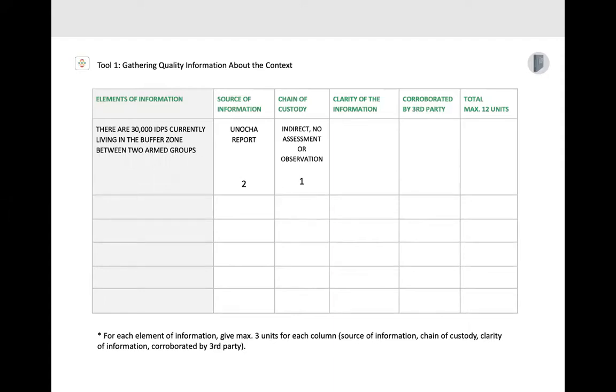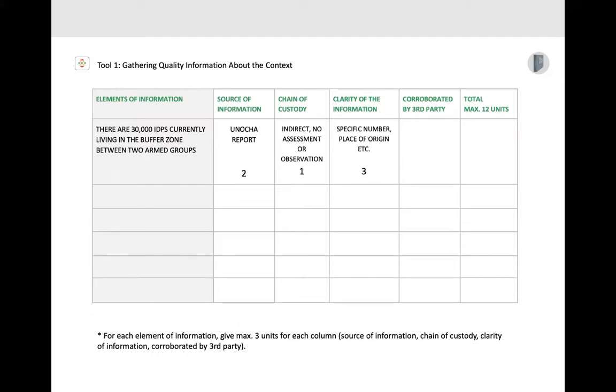The chain of custody, it's indirect. We didn't do our own assessment. We didn't observe these IDPs themselves. So for that, I put 1. It would be difficult maybe for me as a negotiator to put a lot of faith in that number because I didn't see it myself.